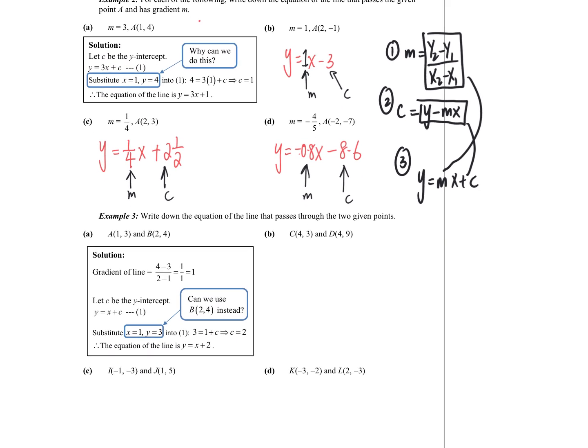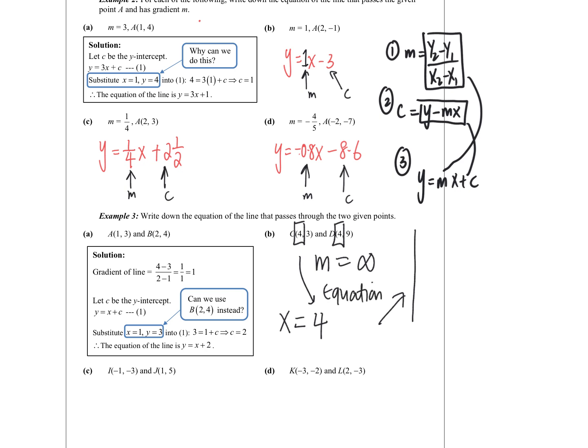Okay, next example 3, your friends have found the answer for you. Oh, 3a, 3b. X equals to 4. Because you will realize that your gradient is undefined. When gradient is undefined, it's a vertical line. So your equation is always x equals to something, and you realize that the x will never change. It will be the same value here. So equation where your gradient is undefined will be x equals to.